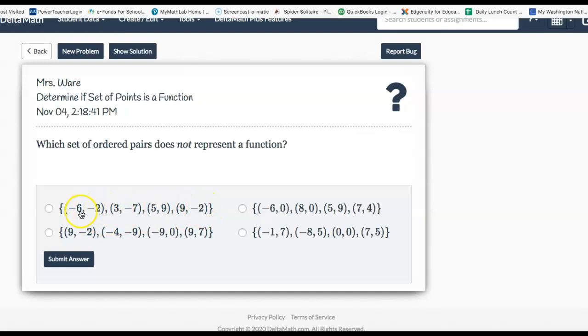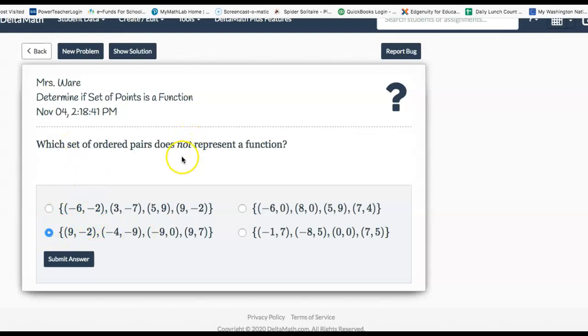That is okay. I don't have one number going to two different answers. -6, 8, 5, 7, that's okay. Here's a problem. 9's partner is -2, but over here, 9's partner is also 7. You have one number, 9, going to two different outputs. That's a problem. That's not a function.